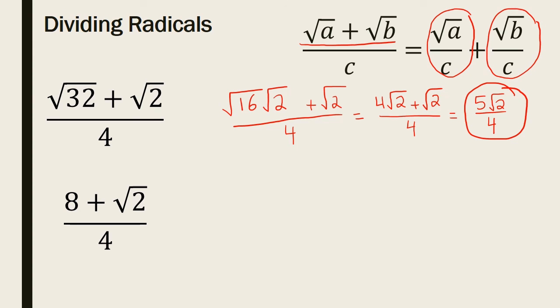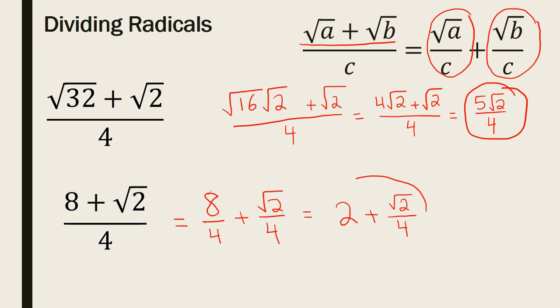So 8 plus radical 2 over 4 can be written as 8 divided by 4 plus radical 2 divided by 4. I know that 8 divided by 4 is 2. I know that radical 2 is in the simplest form, and when it's divided by 4 like that, we have a radical divided by a number, and this is in the simplest form. That means the final answer is 2 plus radical 2 divided by 4.